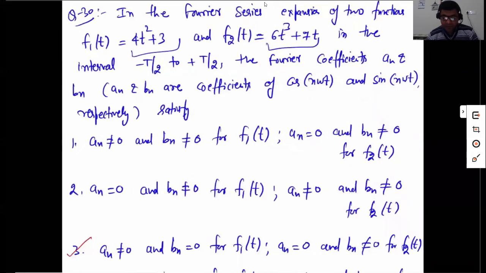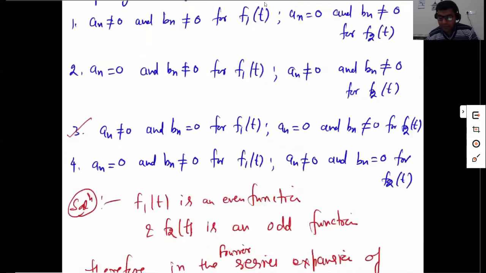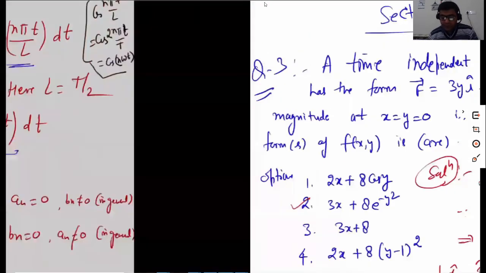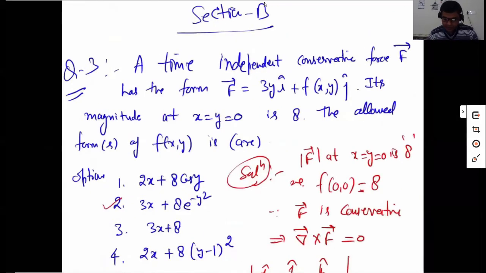If you look carefully, the ans are non-zero for f1(t). f1(t) was even, and f2(t) was odd. So option 3 is matching with this. This is a pretty standard thing in Fourier series expansion.